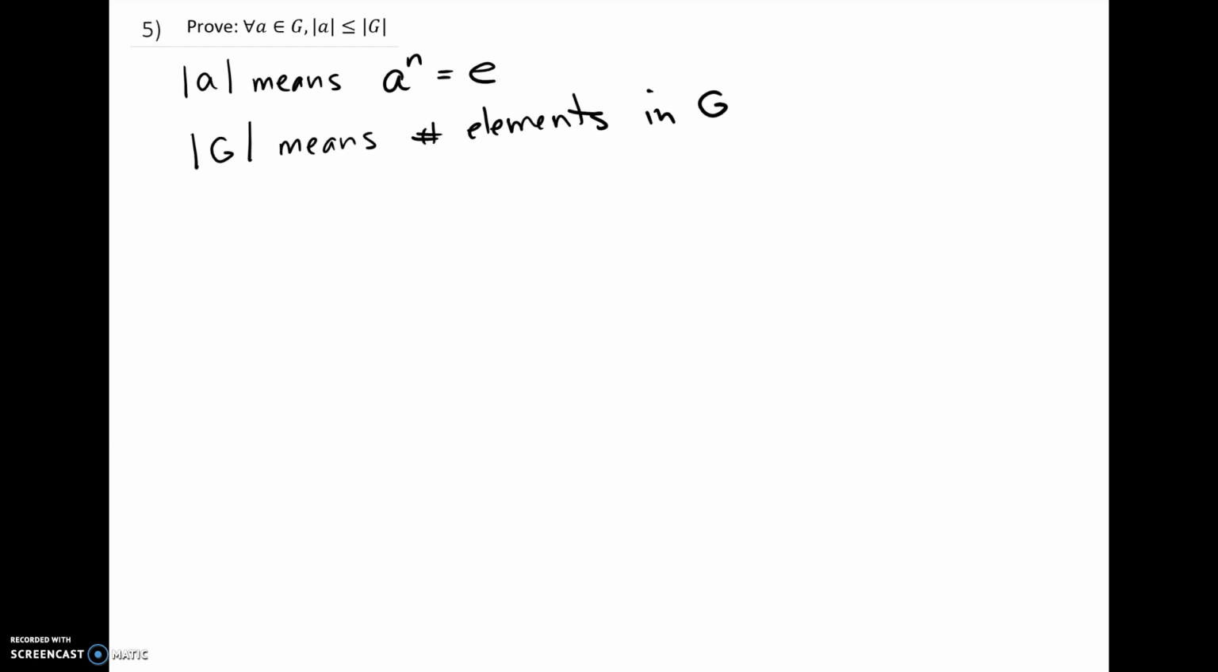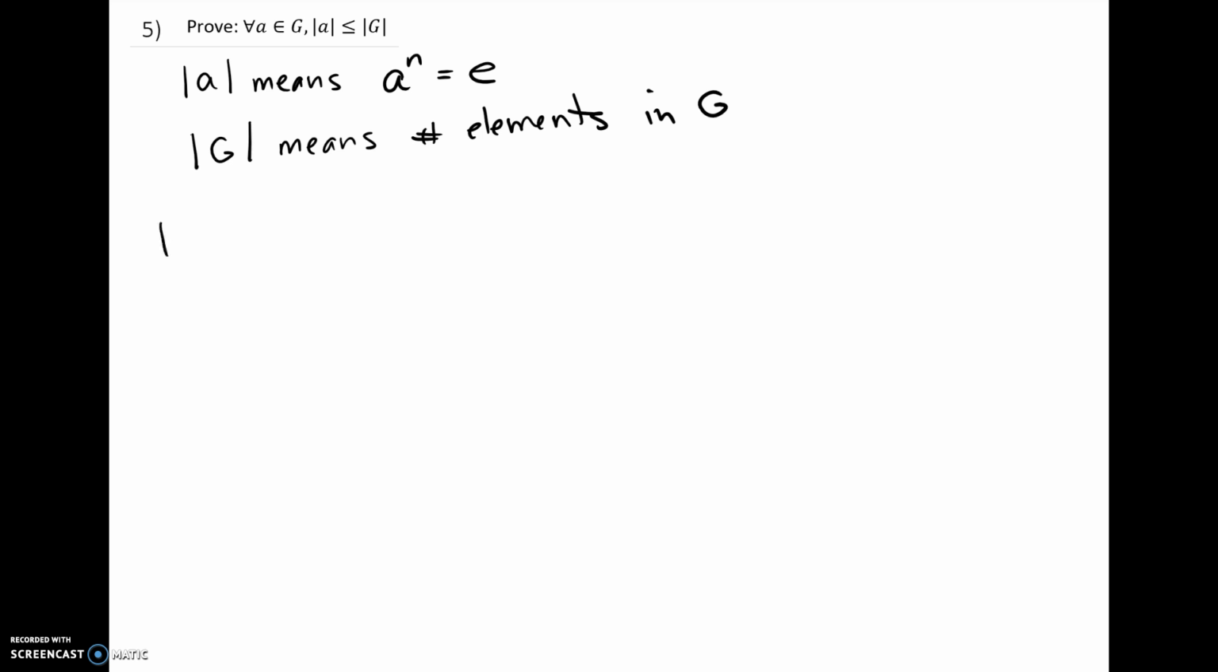Prove that for all a an element of G, the order of a is less than or equal to the order of G. So in our case, the less than or equal to really means less than or equal to. It doesn't mean subgroup. So first thing I did was I wrote out, well, what does the order of a mean? The order of a means that a to some number n equals the identity, so the order would be that number n. The order of G means the number of elements in G.